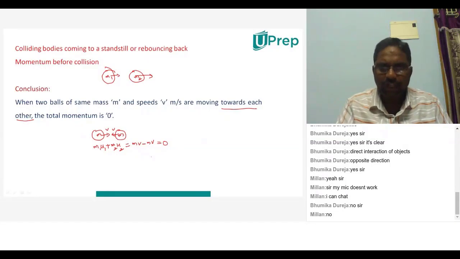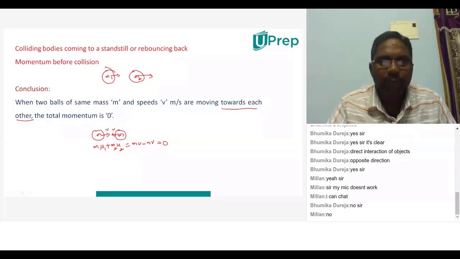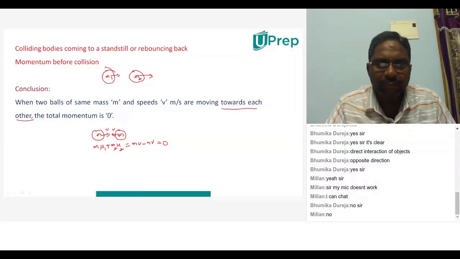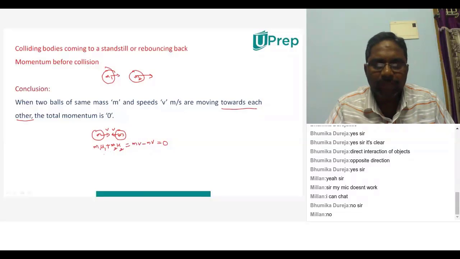Now here only I wrote already. What I wrote here? Mass of the first object is m. Velocity of the first object is v. And the mass of the second object is also m, and it is moving in the opposite direction. So as it is moving in the opposite direction, definitely the velocity will be minus v. So now I am adding m1 u1 plus m2 u2.